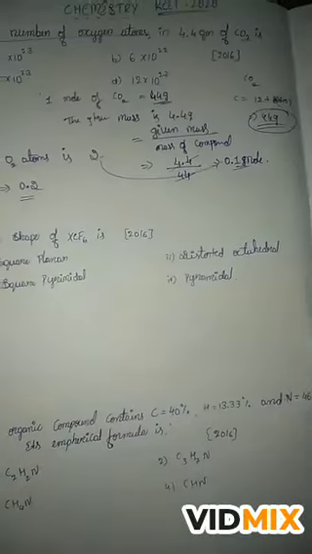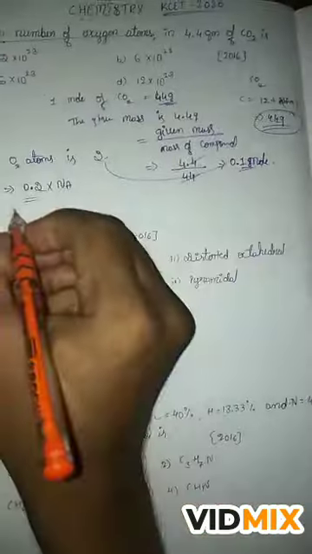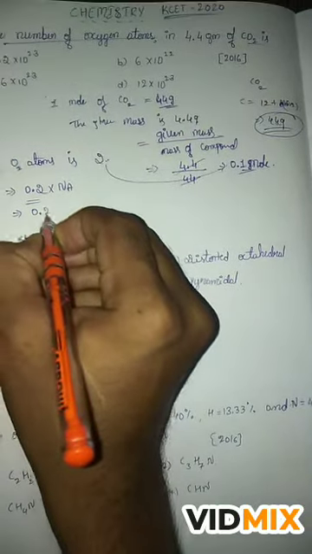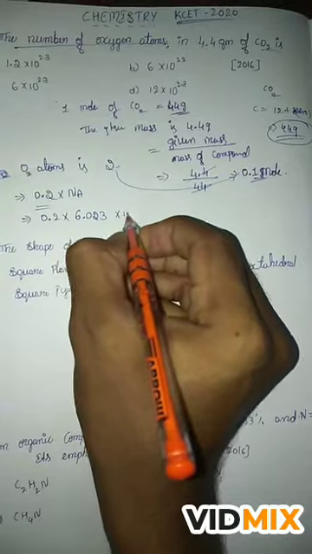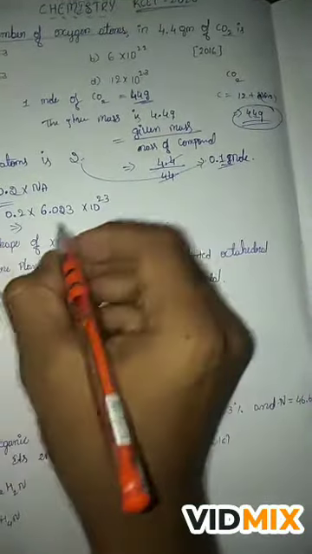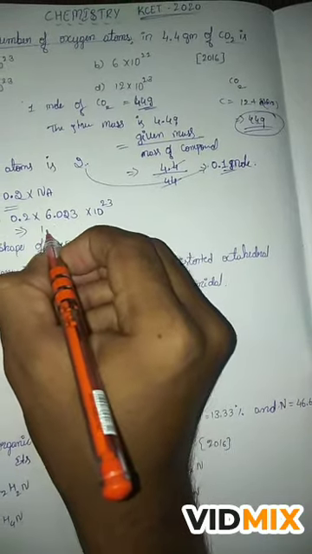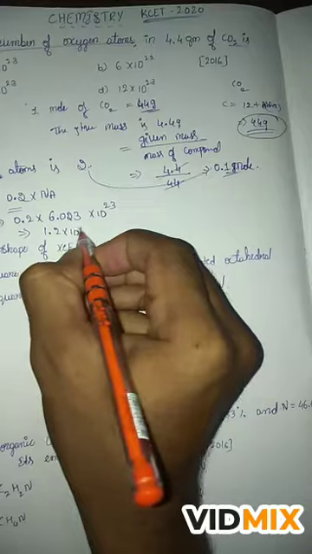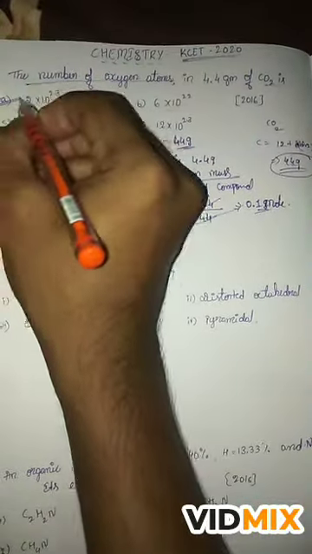Then we multiply with the Avogadro number. Avogadro number: 0.2 into 6.023 into 10 raised to 23. On multiplying we get 1.2 into 10 power 23 as the answer. Therefore the answer is A.